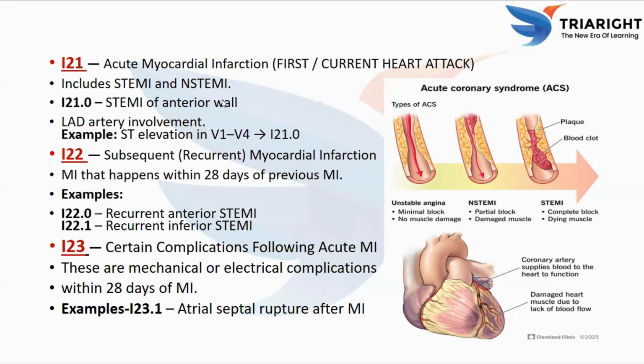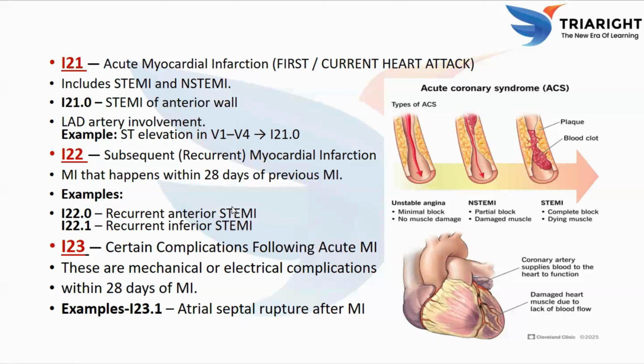I21.0 is STEMI of the anterior wall. This involves the left anterior descending artery, which supplies the front part of the heart. For example, ST elevation in leads V1 to V4, you have to assign the code I21.0. And then next, I22, which is a subsequent myocardial infarction. It is nothing but a new heart attack that occurs within 28 days of the previous heart attack. It shows the heart muscle is vulnerable after the first MI.